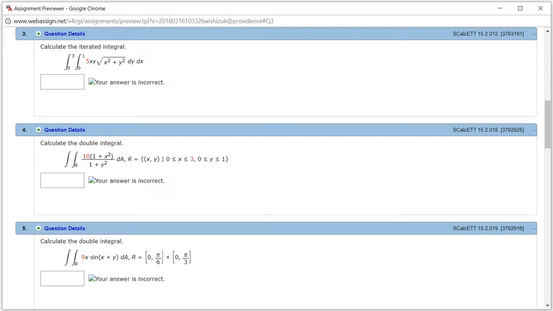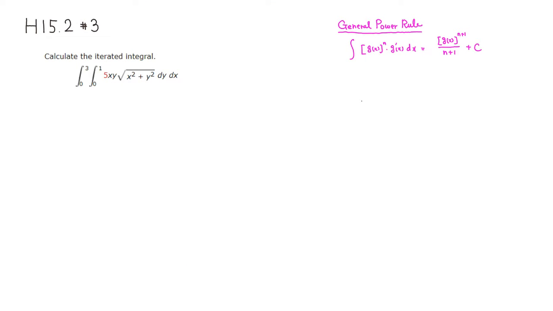Alright, let's look at homework 15.2, problem number 3. Let's evaluate this double integral. Let's work on the inside. First thing I would do: since this is with respect to y, 5x is just a constant, so I will place it outside there. Let's start with that.